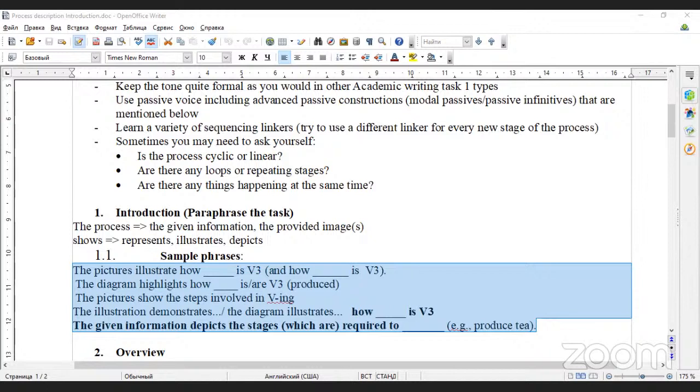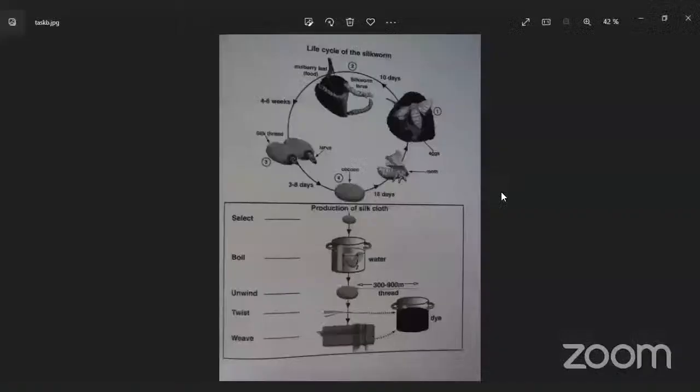Okay, so there are some possible expressions, but you need to modify them because our process now is going to consist of two sub-stages. So once again, for those who have just joined, today we're going to be describing the life cycle of silkworm, but also it consists of the production of silk cloth. You can see that we'll do the overview later, but there are some stages. Number one, when a female moth lays its eggs, and after 10 days, there are silkworm larvae.